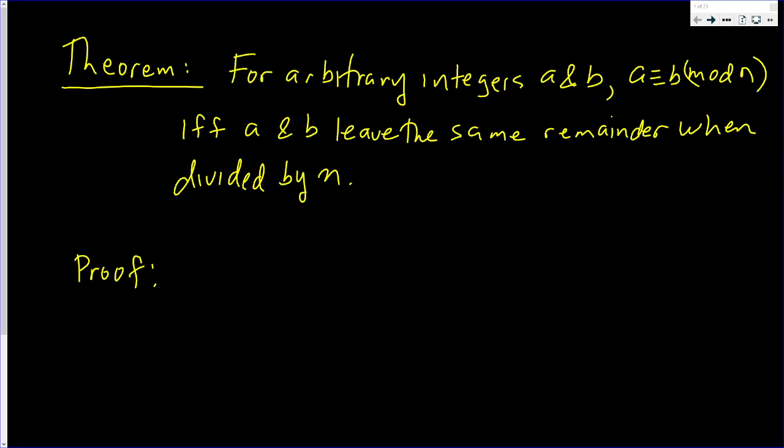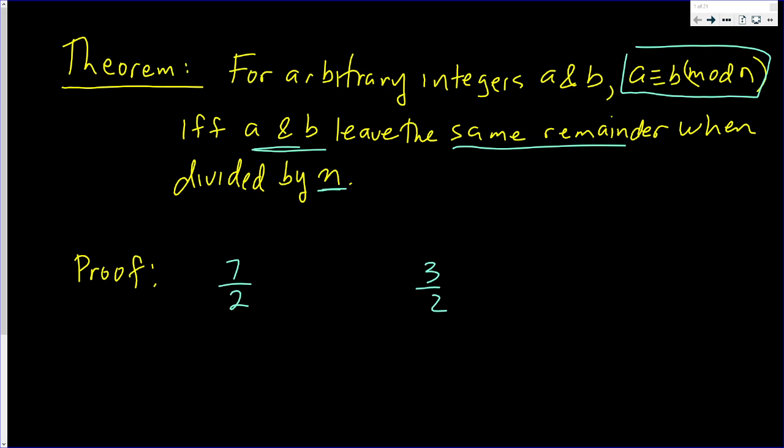In this video, we're going to prove the following theorem. For arbitrary integers a and b, a being congruent to b mod n is the same as the remainders when you divide a and b by n being the same. For example, if you divide 7 by 2 and you divide 3 by 2, I claim that 7 is congruent to 3 mod 2. And this is true because their difference is 2 times an integer.